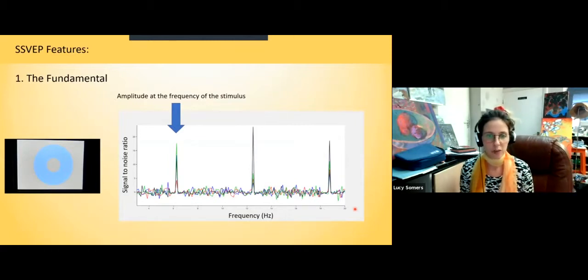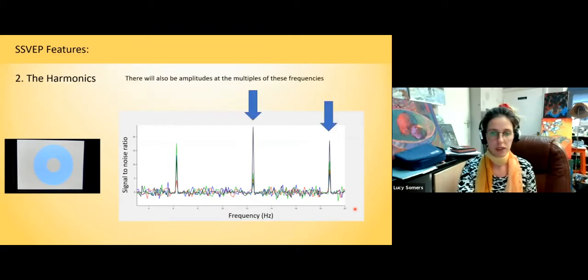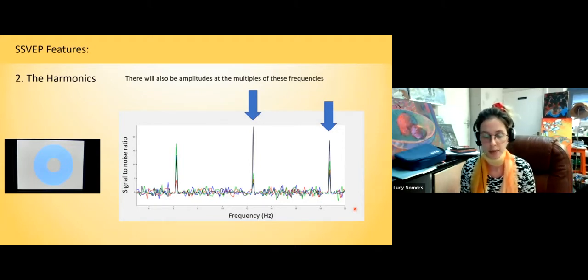So one of the first features of the SSVEP is going to be a narrow peak at the frequency your stimulus is repeating at. And you also have harmonics of this. So this is a peak of activity at integer multiples of your stimulus frequency.